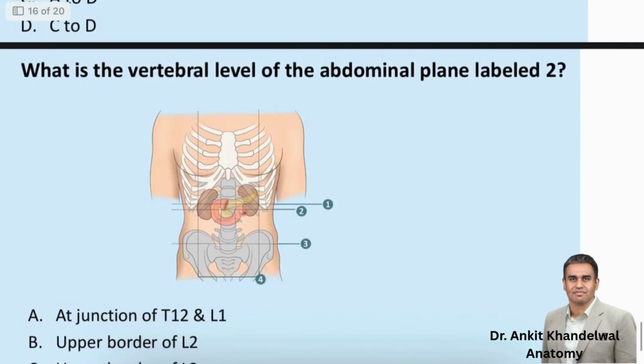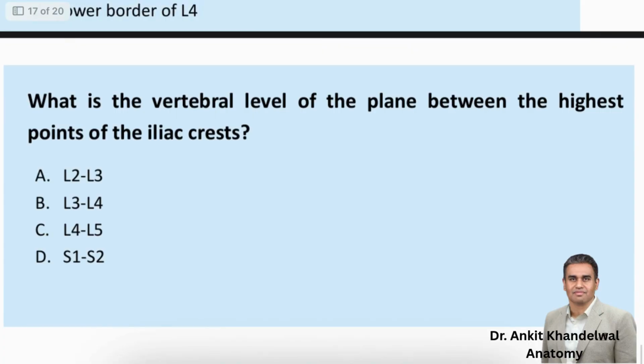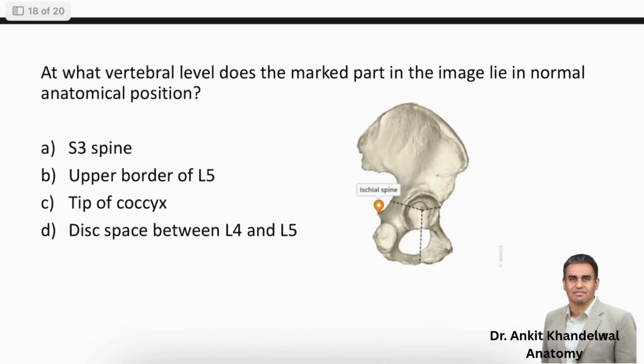Then here they ask about the vertebral level again of the part, that is around the lower part of the rib, around the subcostal plane you can say. The highest point of the iliac crest was also asked, that is again the supracristal plane around L4. Here they are asking what vertebral level the marked part in the image lies at in the normal anatomical position. They are asking about the ischial spine, which lies around the middle of the sacrum, somewhere around S3.